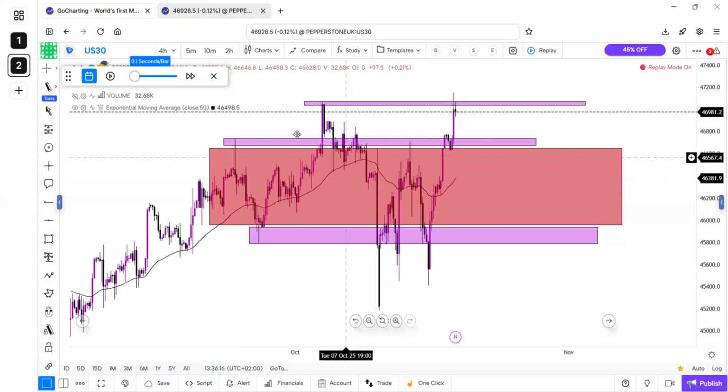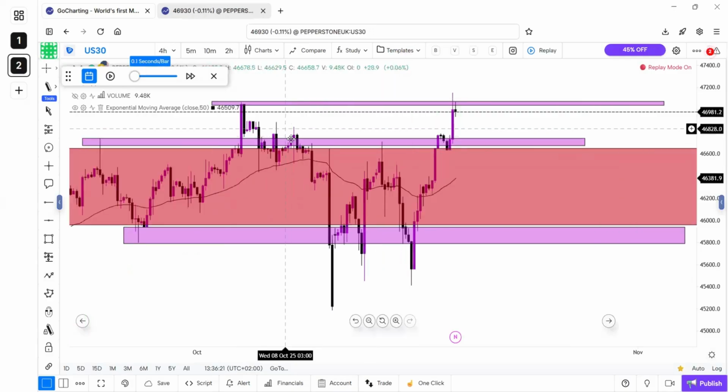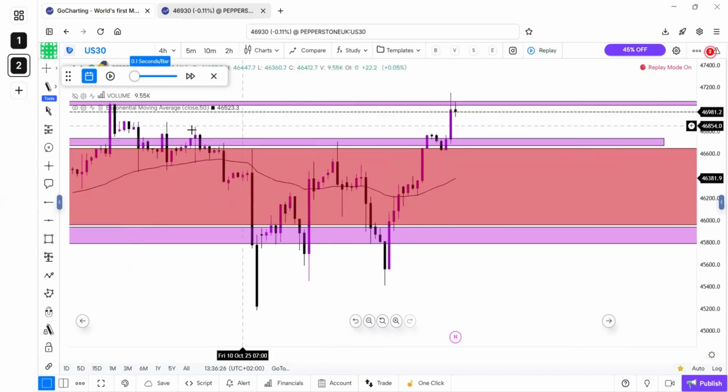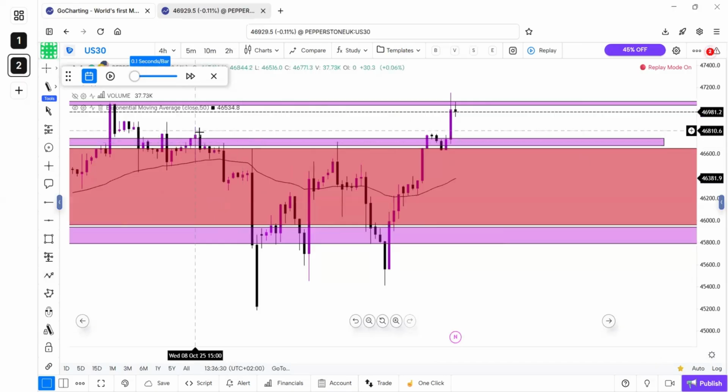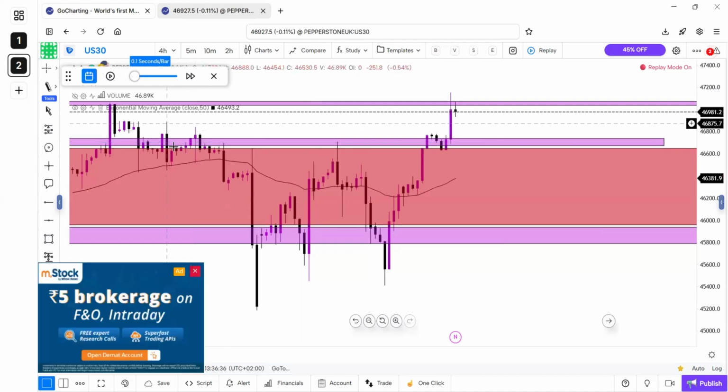So over here, the market, right, kept making a rejection. It was rejecting. So there were rejections over here in this zone. So it looks more like a sell, right? As you can see, the market was creating.